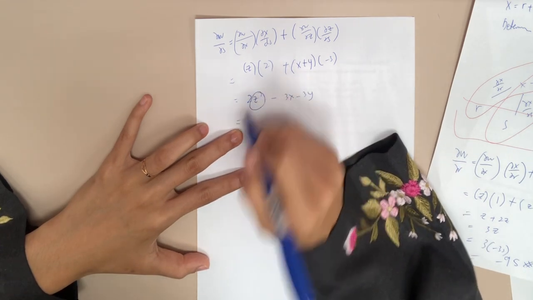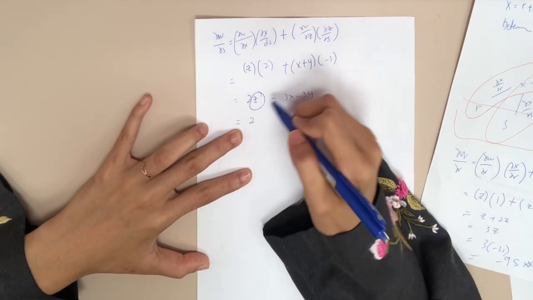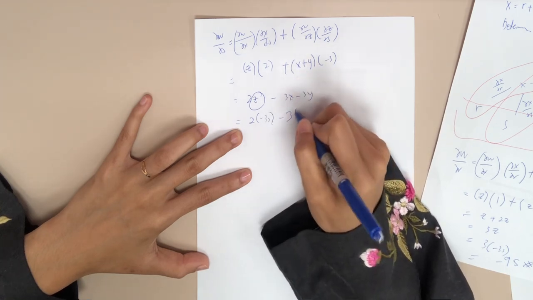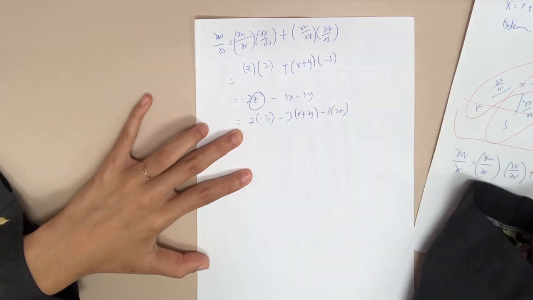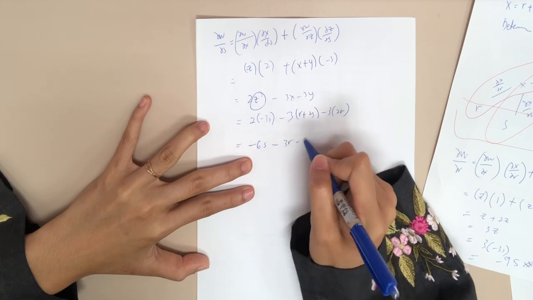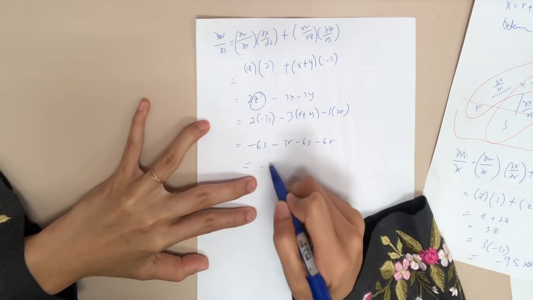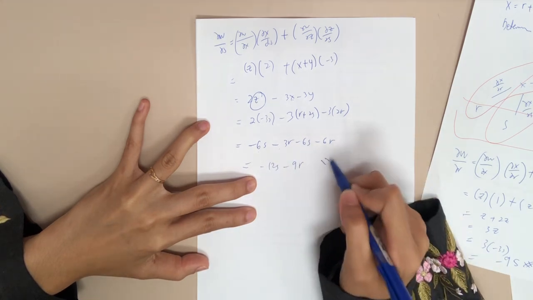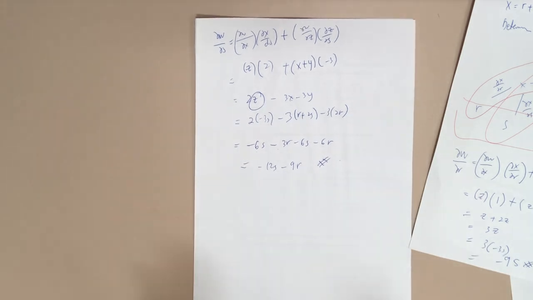Okay, so now this z, you need to replace. So z becomes negative 3s. Okay, x will be replaced with r plus 2s, and y will be replaced with r. Okay, simplify. Okay, simplify again. So they have negative 12s, they have 9r. So the answer is negative 12s minus 9r.